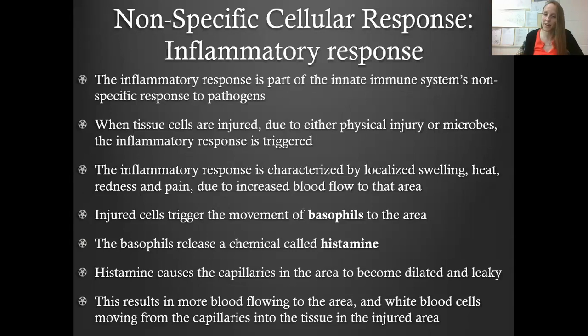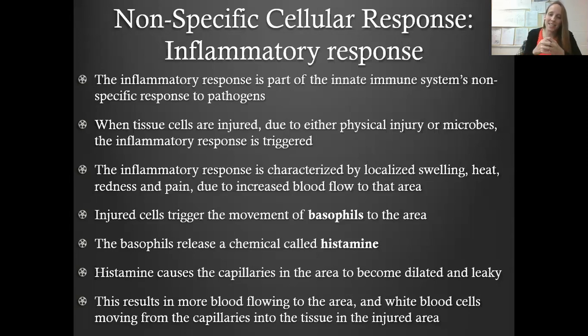And you can tell that you're having an inflammatory response if in a specific area you have swelling, it's hot, it's red, and it's painful. And that happens because you have increased blood flow to that area. So essentially, anytime you have these injured tissue cells, that is going to trigger basophils to move into that area. The basophils release histamine. The histamine causes the capillaries, the blood vessels, to dilate and become leaky. And so all of this blood is flowing to that area.